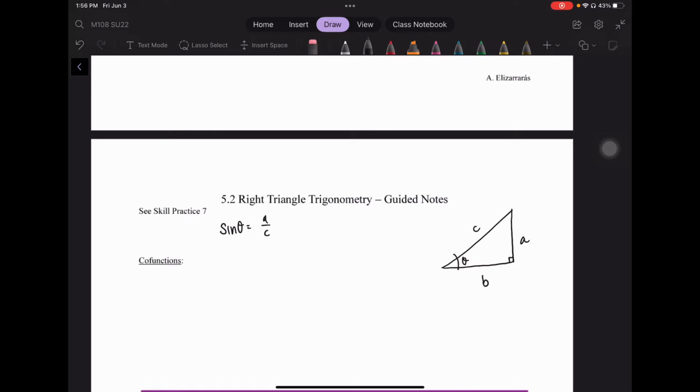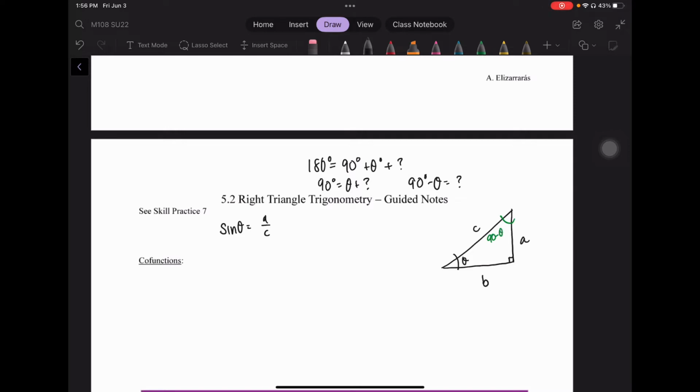So the 90-degree angle plus theta plus some other angle has to sum to 180 degrees. 180 degrees equals 90 degrees because it's a right triangle plus theta degrees plus some unknown. So we've got 90 degrees is then equal to theta plus some unknown, or 90 degrees minus theta is equal to that unknown. So I could call this other angle 90 minus theta if I wanted to.